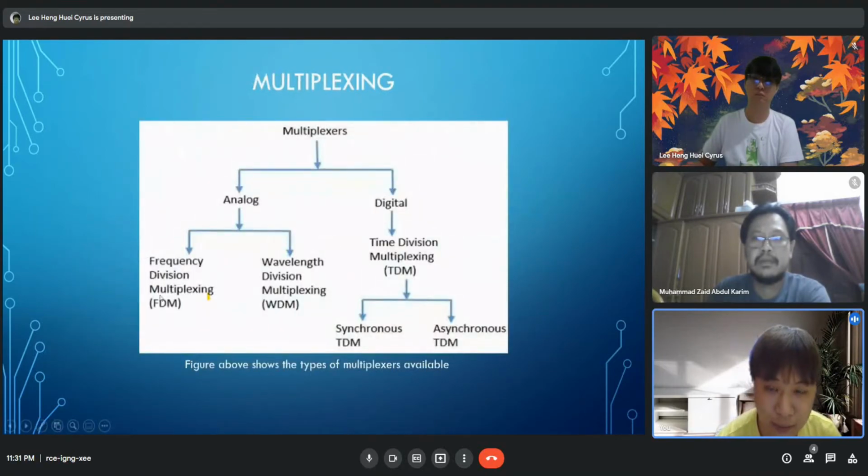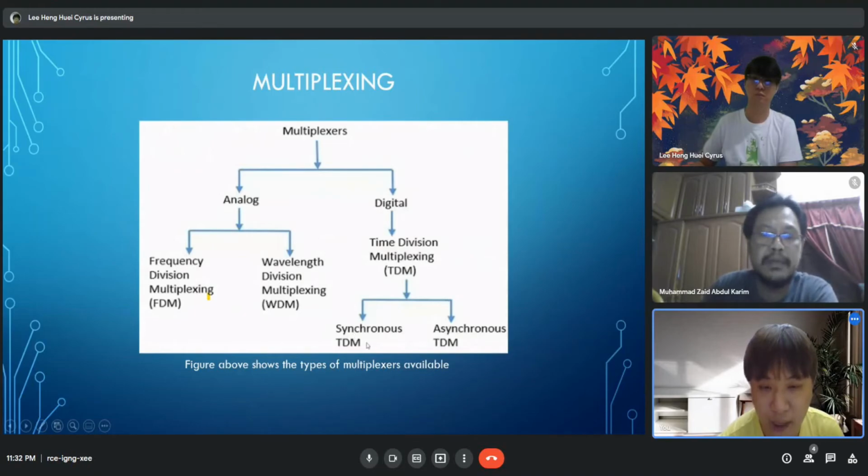Okay, next. This is the multiplexing graph, as we can see from the figure. For analog we have FDM and WDM. For digital we only have TDM, and we have synchronous and asynchronous. Next.